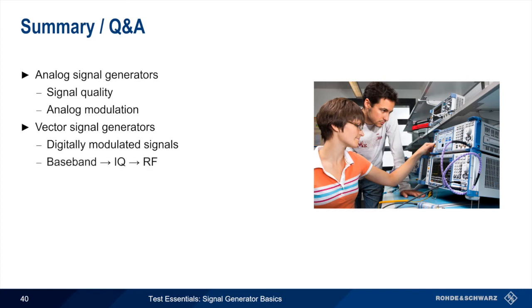The signal chain in a vector signal generator involves creating a baseband signal, converting this to I and Q, and then converting the IQ values into a radio frequency signal. One further application of vector signal generators is the addition of impairments and fading to simulate real-world propagation effects. And with that, we've reached the end of our presentation on signal generator basics.